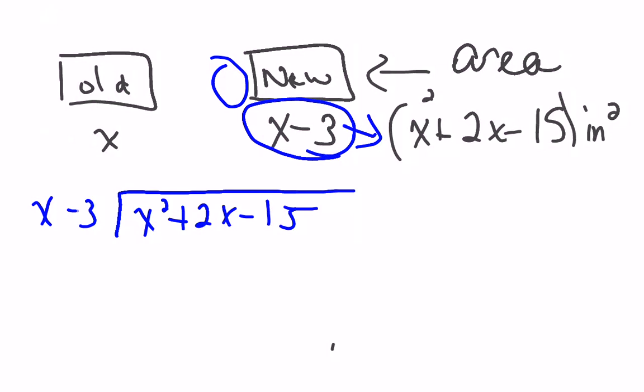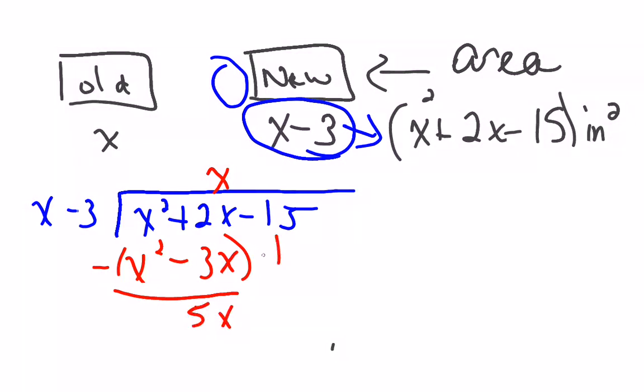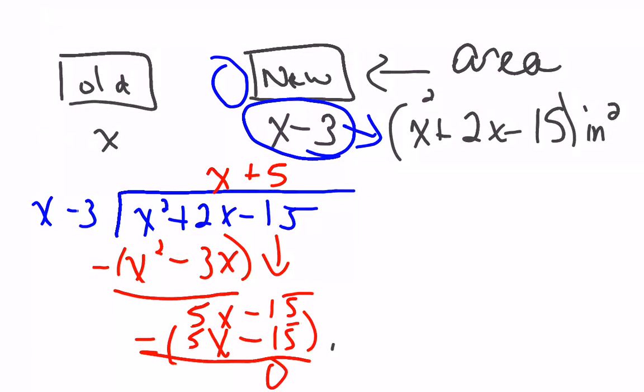Let's divide. x goes into x squared, x times x is x squared. x times negative 3 is negative 3x. Subtract: 0, 2 plus 3 gives us 5x. Bring down the next term. x goes into 5x 5 times. So we get 5x. 5 times negative 3 is negative 15. Subtract and we get 0. So what is our answer? x plus 5 is what the new rug should be.